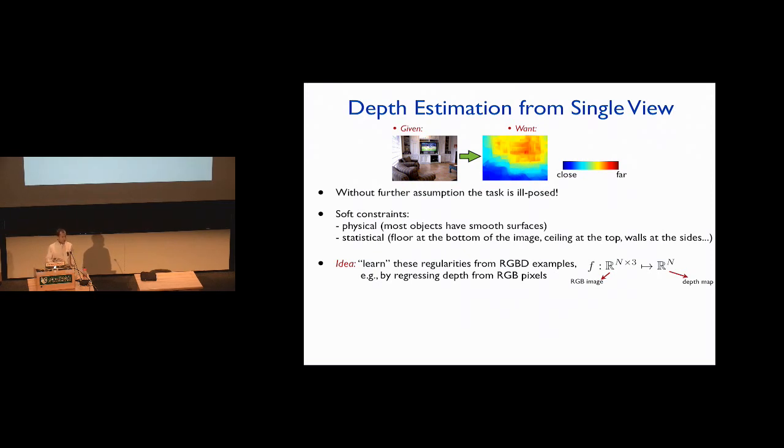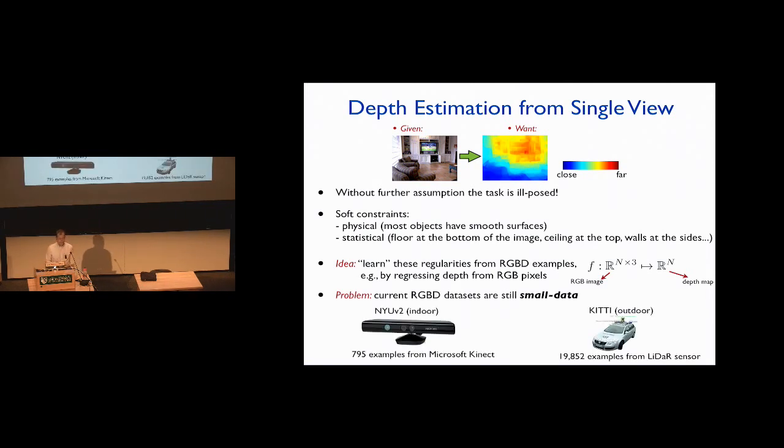So the problem clearly is that the dimensionalities of the input and the output are huge, right? Even a medium resolution image contains over 1 million pixels. And the other bad news is that current RGBD datasets are still small data. They're not big data. The biggest dataset available for indoor scenes is a benchmark which includes 800 photos. And for outdoor scenes, we have a benchmark that is slightly bigger, but still certainly not containing the millions of photos that nowadays we are used to using in deep learning. So clearly not enough labels to learn a mapping from such a high dimensional space to such a high dimensional output space.